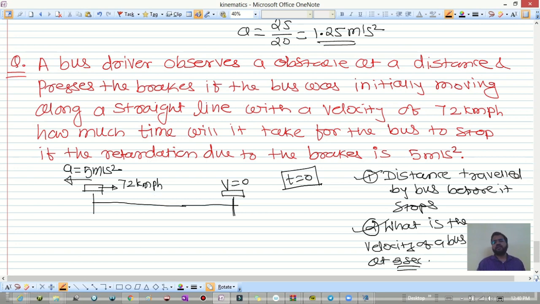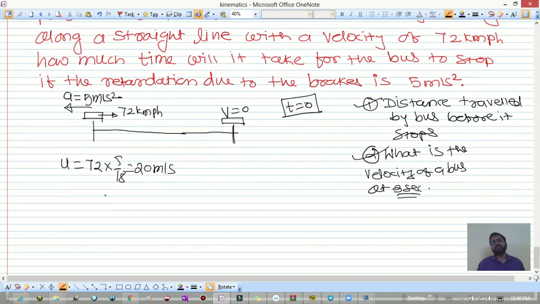So see here, this is 5 meter per second squared retardation. This is 72 km per hour. So the initial velocity is 72 into 5 by 18, which is 20 meter per second, and the acceleration is 5 meter per second squared. Final velocity is 0, which equals initial velocity 20 plus a, which is minus 5, because it is in the opposite direction of the initial velocity, into t. So t you will get as 20 divided by 5, which is equal to 4 seconds.